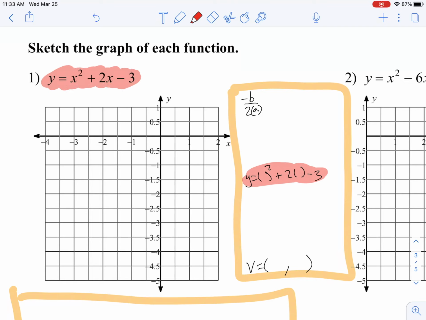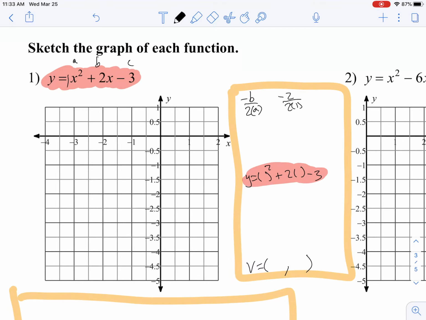So this is what we did in 14.1. We're saying the opposite of our b term. So remember our b term, we have a, b, and c. So a is 1, b is 2, and c is negative 3. So the opposite of our b term, the opposite of 2, is negative 2 over 2 times our a term, which is 1, because that's a 1x squared.